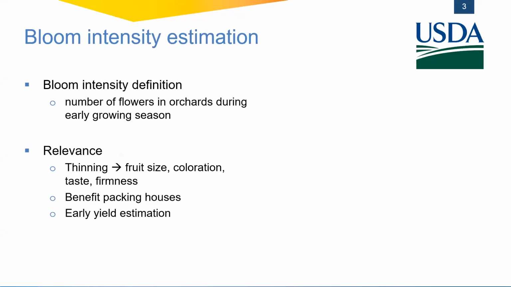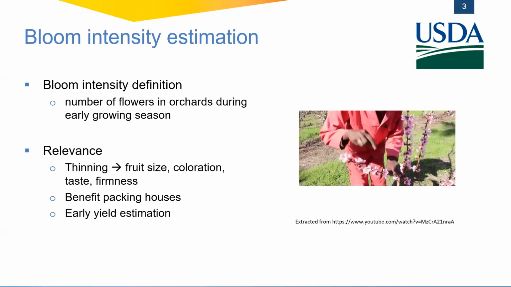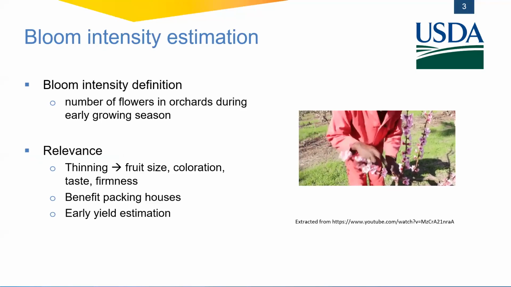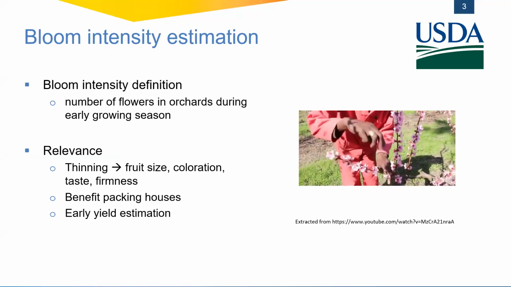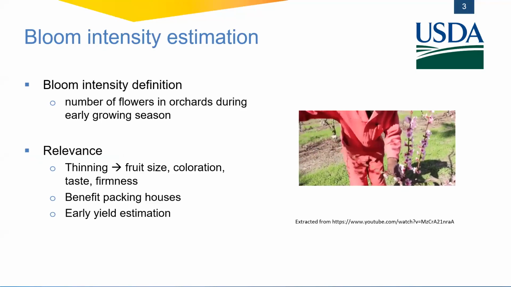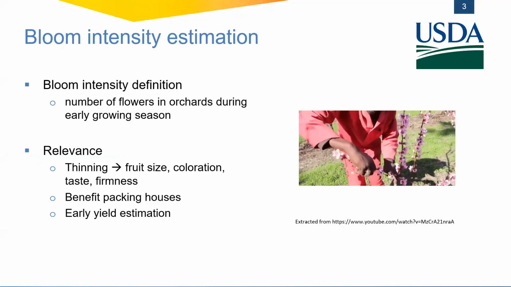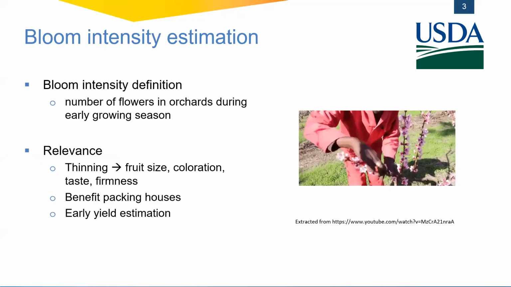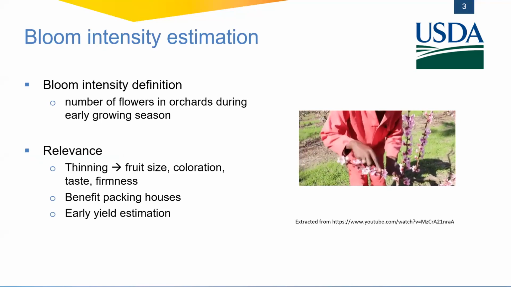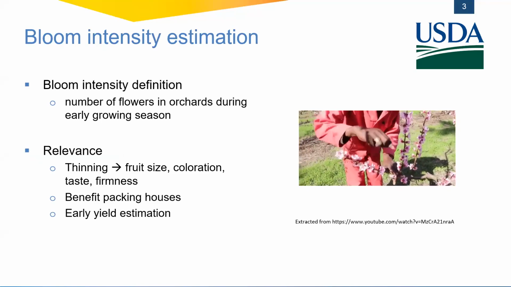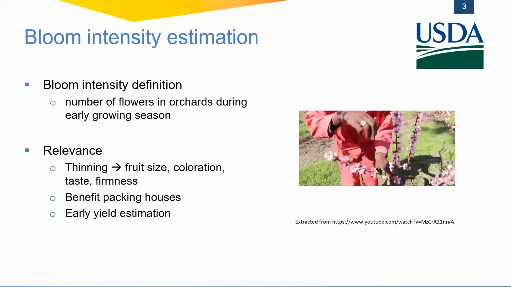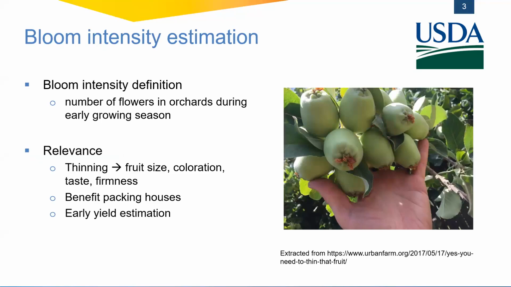So first of all, bloom intensity estimation, what is this? Why do we care about this? Bloom intensity is essentially the number of flowers that you have in the orchards during your early growing season. And this is important to guide processes such as this one illustrated in the animation here, which is called thinning. You need to get rid of some of the flowers because you need to avoid scenarios like this, where you would have fruits growing very next to each other, so they wouldn't be reaching the proper size, shape, and taste, and so on, that you desire for them to be commercial.